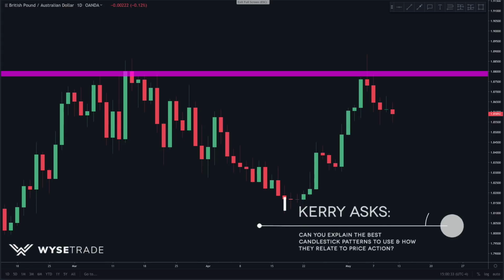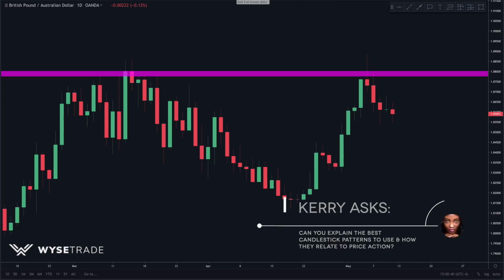So from looking at the comments, a lot of you want more content on price action, and understanding candlesticks is a big part of price action.